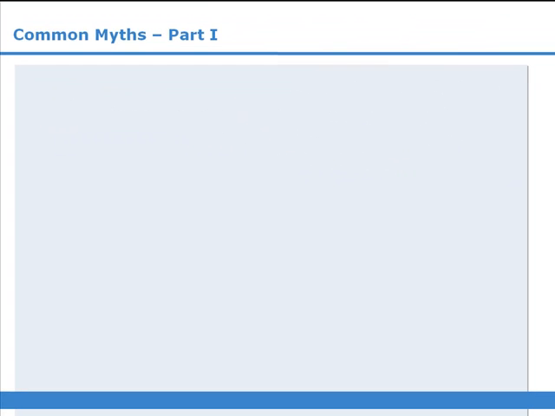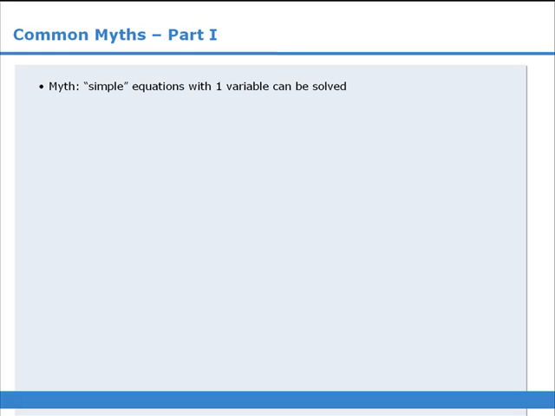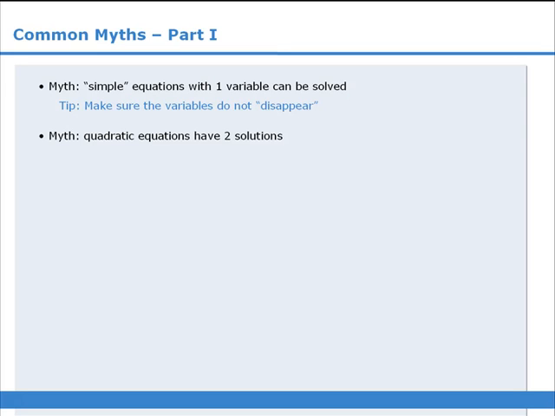So in this lesson, we examined two common myths. The first myth is that simple equations with one variable can be solved for x. This is not necessarily the case. Before you assume that a simple equation can be solved, you must make sure that this is not one of those equations where the variables disappear. The second myth is that all quadratic equations have two different solutions. This is not always true. So you must make sure that the equation doesn't have just one solution.